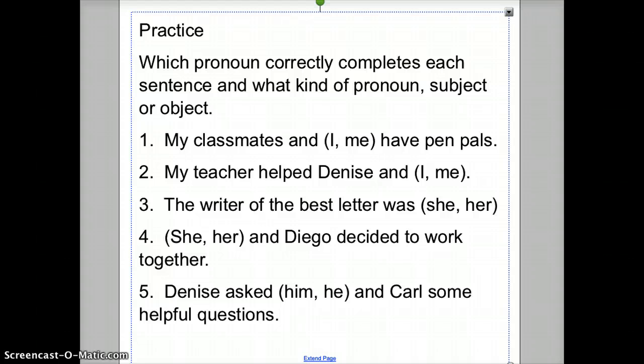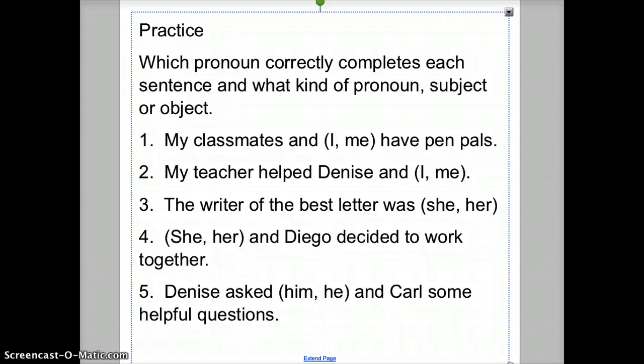Number 3, the writer of the best letter was she or her. So I find the verb, and the verb is actually was, which is a linking verb. Rule number 2, if it comes after a linking verb, which it does, you always choose subject. Number 4, she or her and Diego decided to work together. Well, the verb is decided in this sentence, and it comes before, so I'm always going to choose subject.